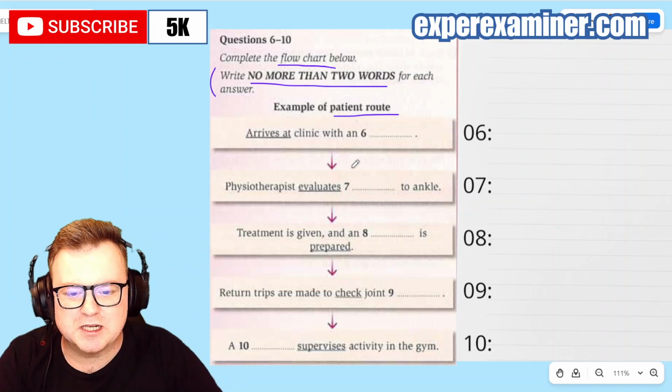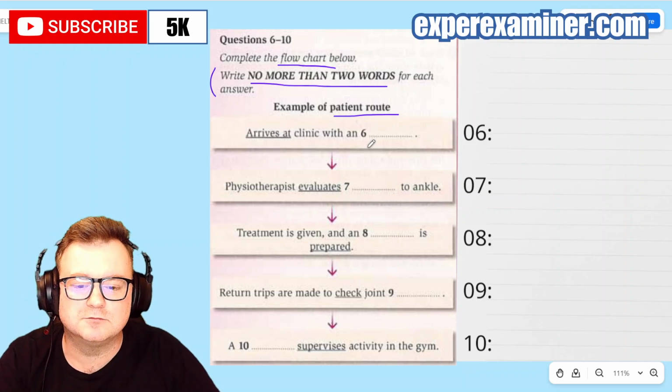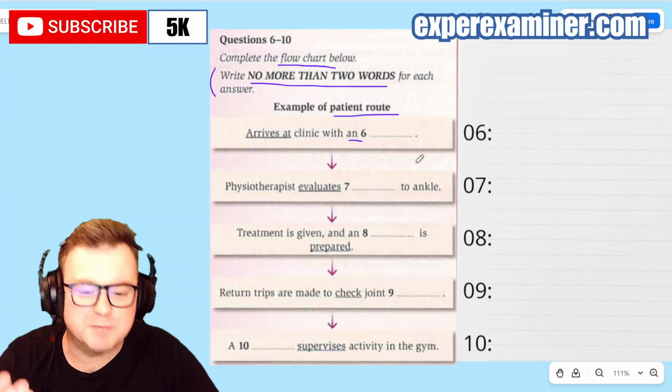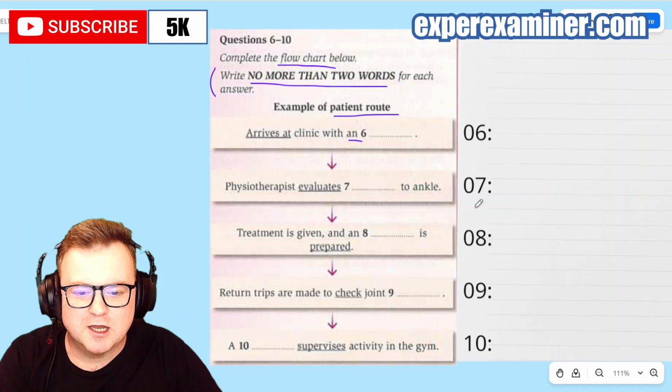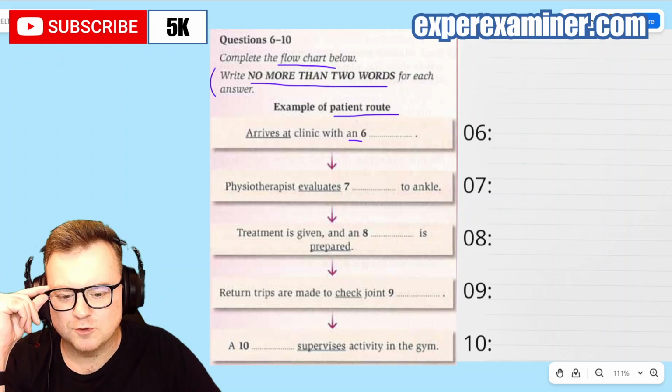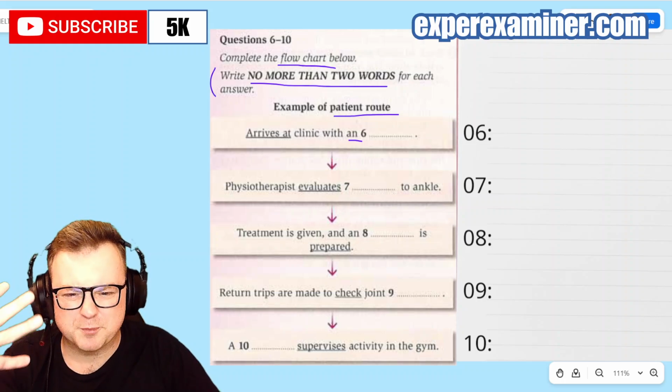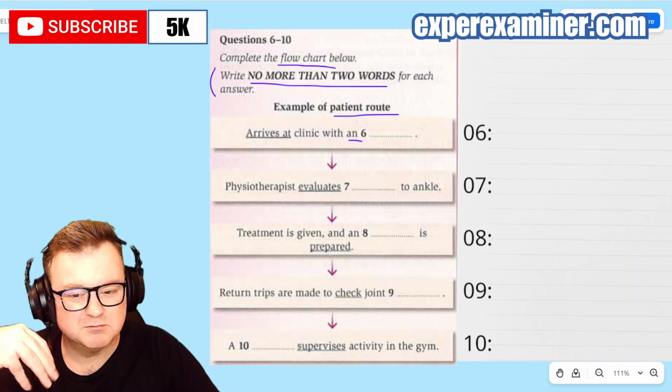So "arrives at the clinic with..." so that means we want a vowel sound. I'm going to go with injury. I'm really going to go with injury here. Why else would you go to a physiotherapist? "Arrives at the clinic with..." can't be a problem, an issue, maybe an issue.